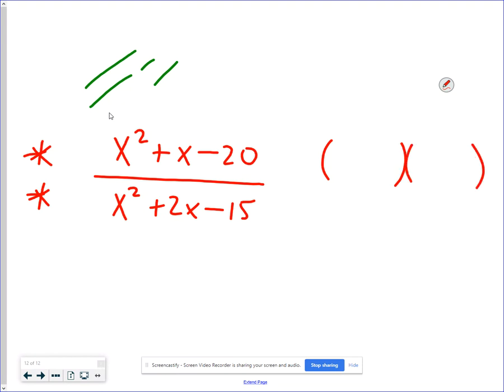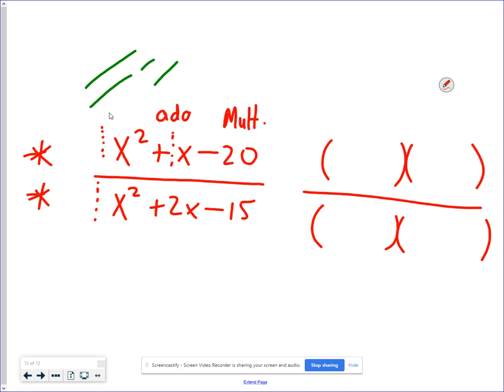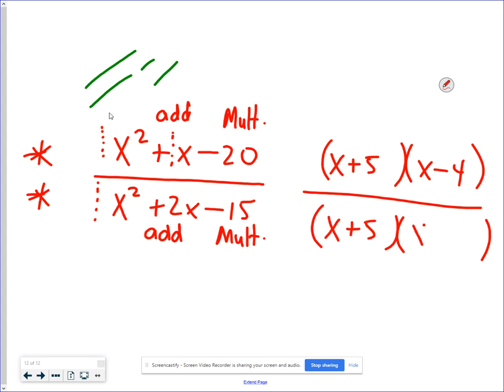What's nice about both the top and bottom is they're both quadratic trinomials with a leading coefficient of 1. So these are the easy ones to factor. What two numbers multiply to be negative 20 and add to be positive 1? 5 and 4. So the top factors to the quantity x plus 5 times the quantity x minus 4. Now, what two numbers multiply to be negative 15 and add to be 2? x plus 5 and x minus 3.